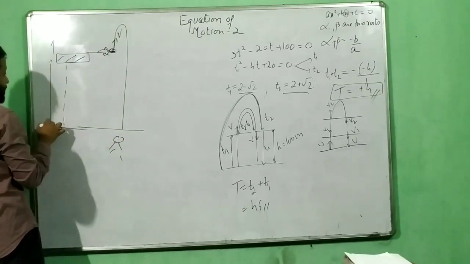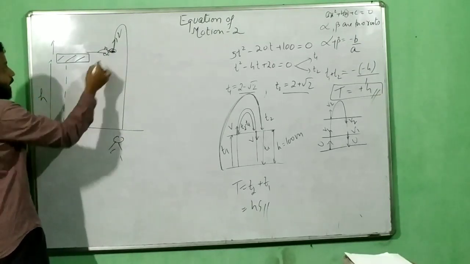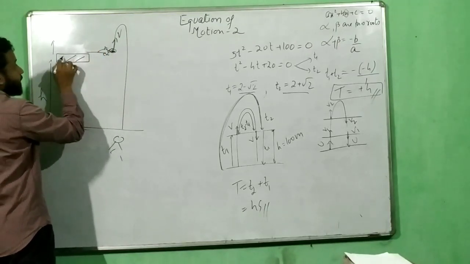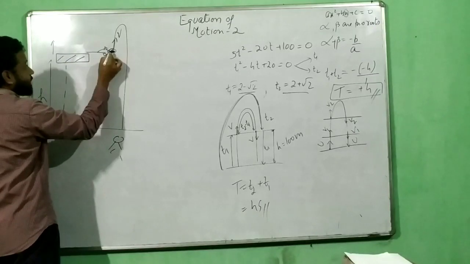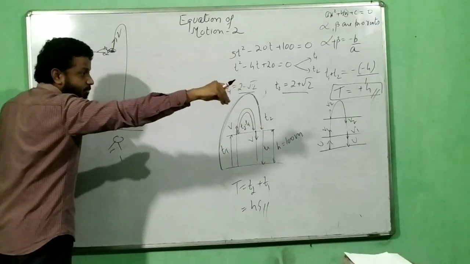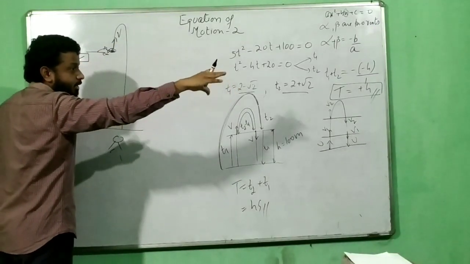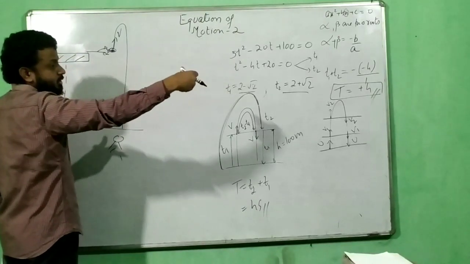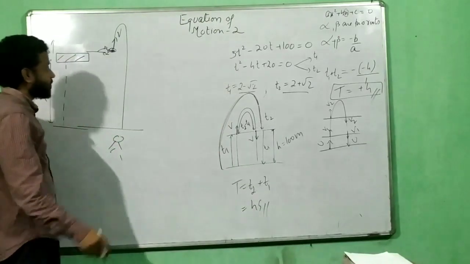So if this is happening at a height of h, I know how to write the equation. The only new thing which you are learning is this: the velocity here, though I am releasing it from the platform, remember the body has already gained a velocity because it has been released from a moving platform.